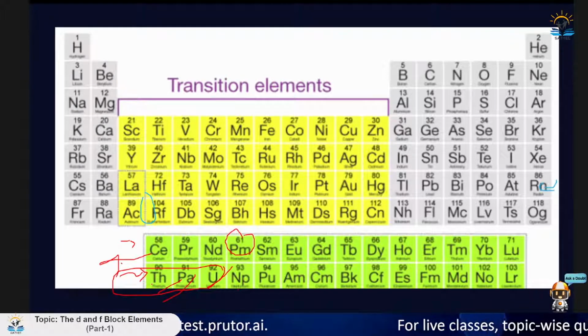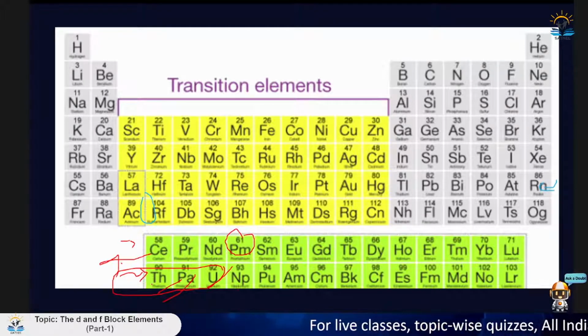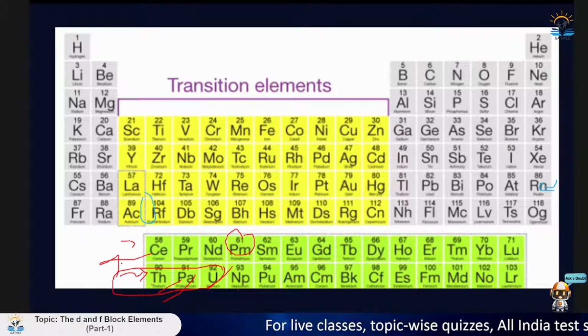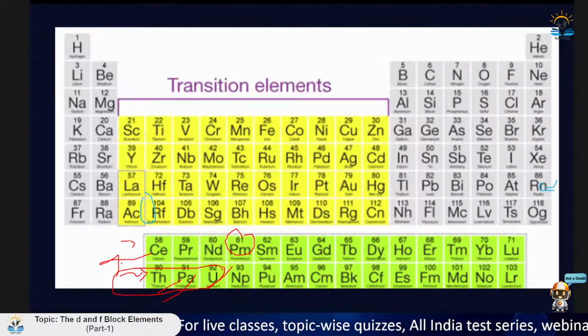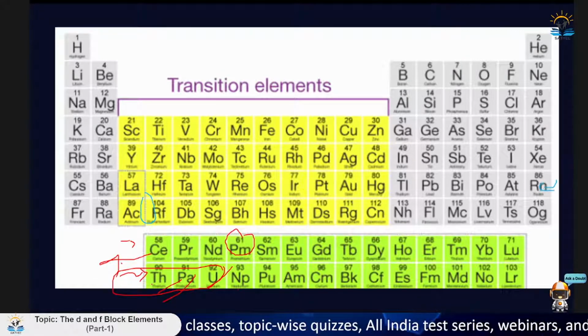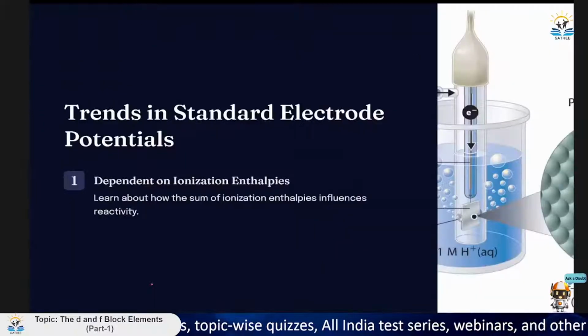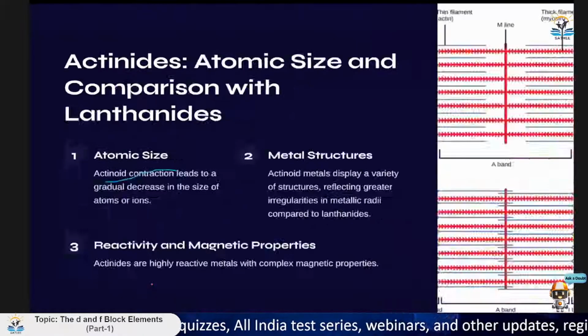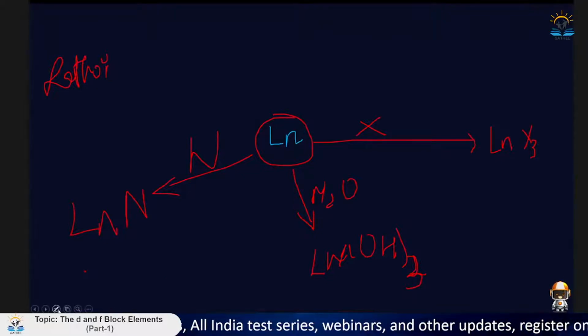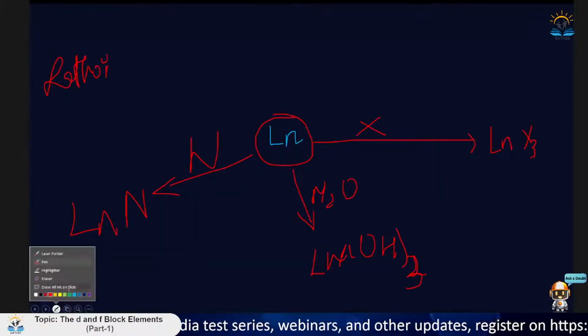I mean, it's a very small thing, but at times a good question would just be, what is the only radioactive element that is present in your lanthanoids? And that is actually promethium. Okay, if you keep that much in mind, I think it should work out pretty much fine. Okay, so now we just clear this because now we are going to solve questions.